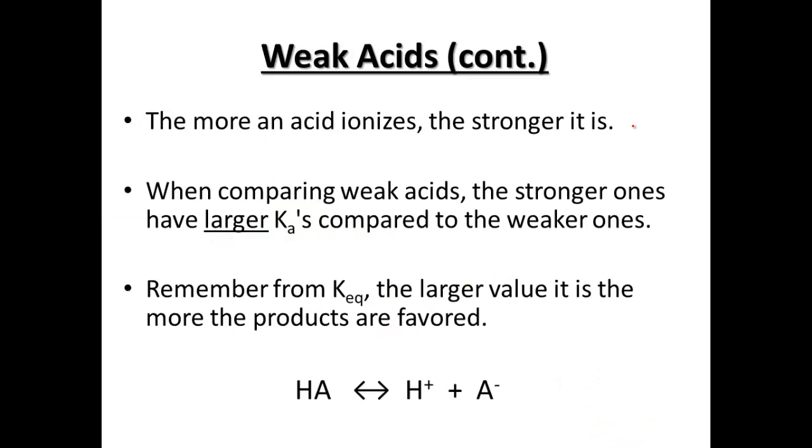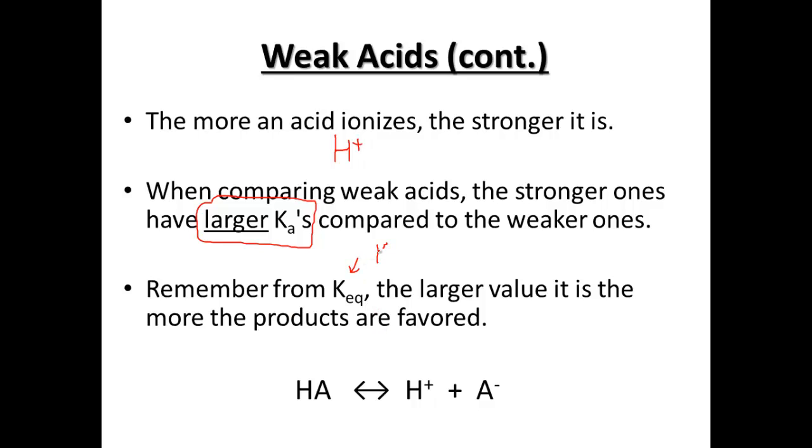Now the more acid that ionizes, the stronger it is. So the more H plus we have, the stronger the acid is. When we compare weak acids, the stronger ones have larger Ka values compared to the weaker ones. They're still weak overall, but they're a little bit stronger. It'd be like having a little guy playing on the big guy's football team. They might be strong compared to the rest of the elementary little guys, but compared to the varsity football team, they're really weak acids.